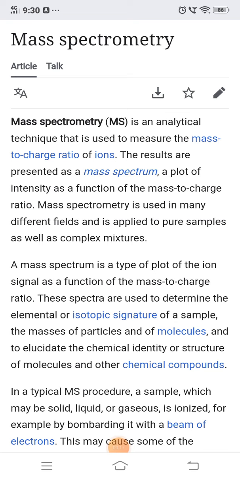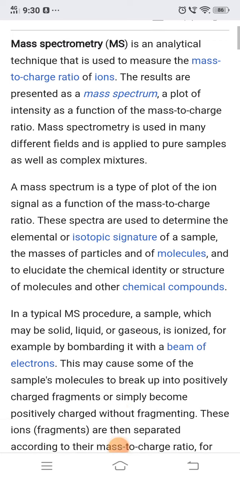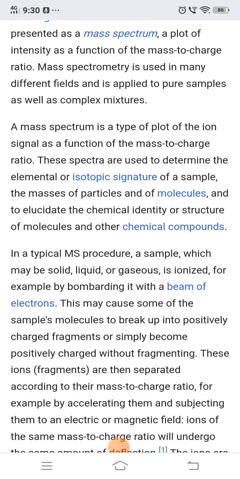The results are presented as a mass spectrum, a plot of intensity as a function of mass to charge ratio. Mass spectrometry is used in many different fields and is applied to pure samples as well as complex mixtures. A mass spectrum is a type of plot of the ion signal as a function of the mass to charge ratio.